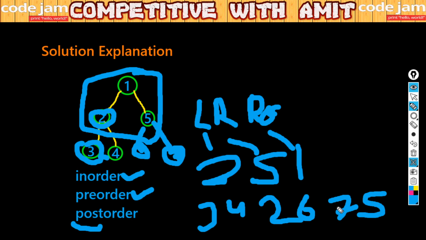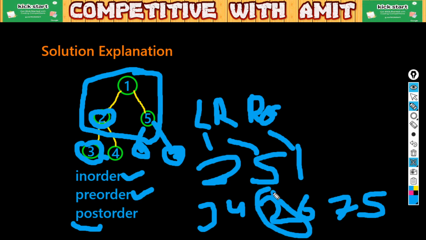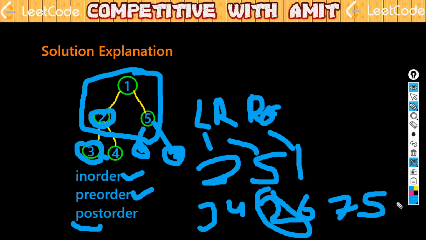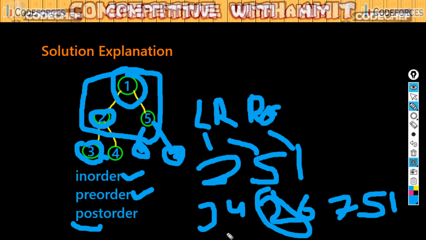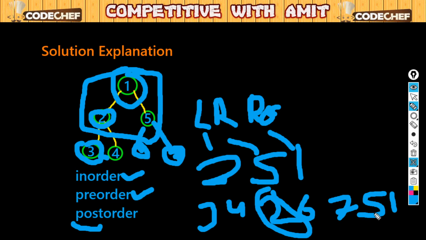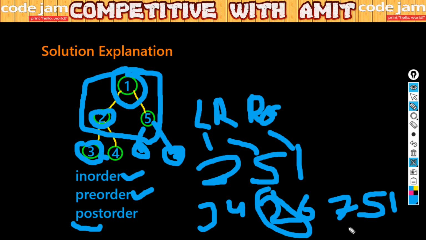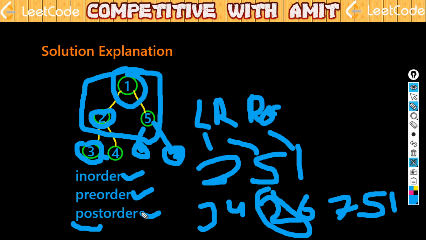This means the priority of the root node is the least. So the root node will be printed at the end, and at the very end the main root node will be printed, which is 1. Now our answer in this case, if we consider this 6 and 7, will be 3, 4, 2, 6, 7, 5, 1. Now I have discussed all 3 traversals: in-order, pre-order, post-order.